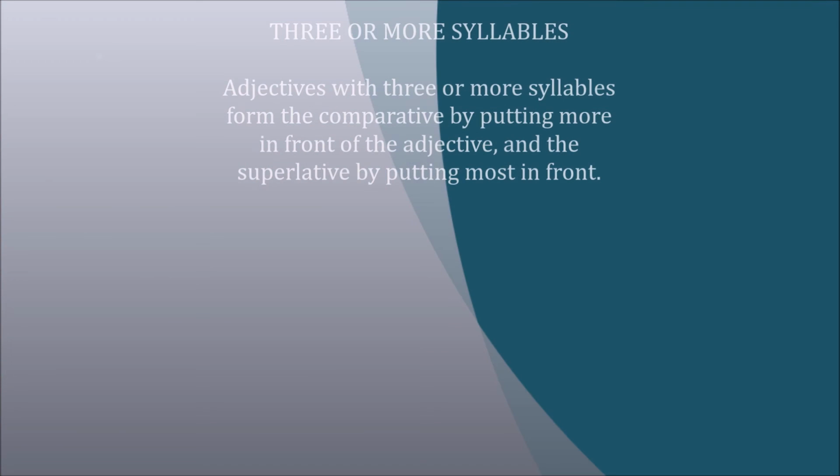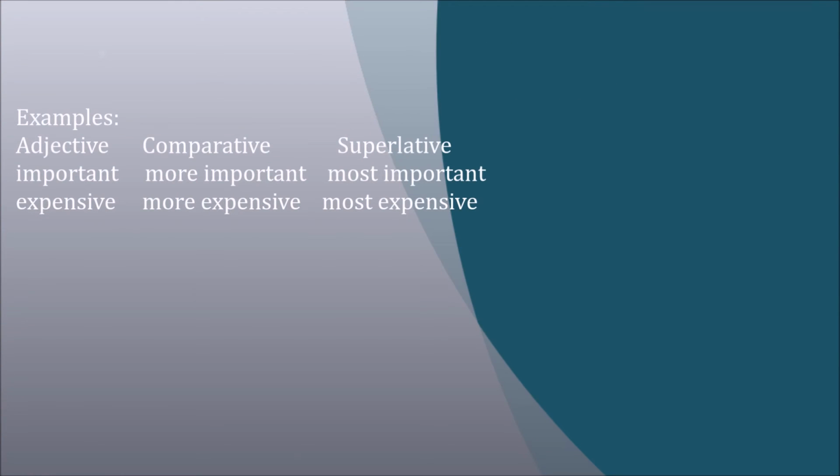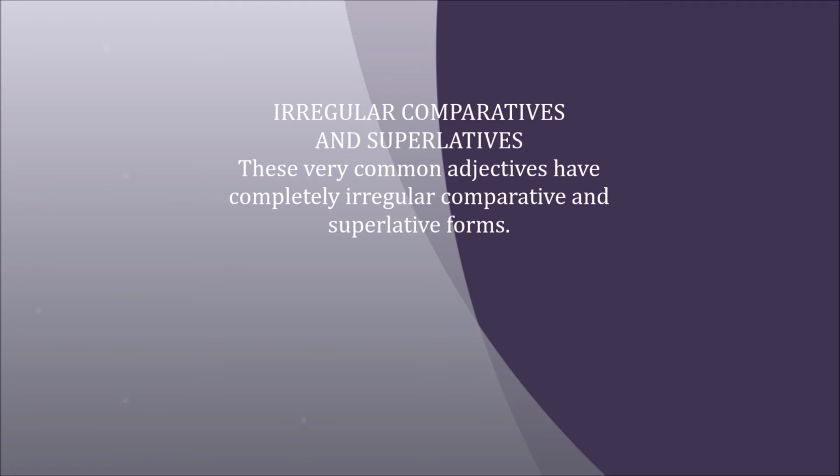Three or more syllables. Adjectives with three or more syllables form the comparative by putting more in front of the adjective, and the superlative by putting most in front. Example: adjective important, comparative more important, superlative most important. Adjective expensive, comparative more expensive, superlative most expensive.